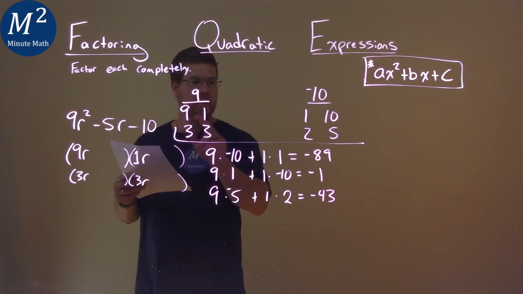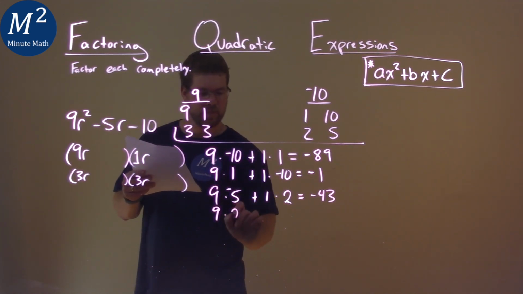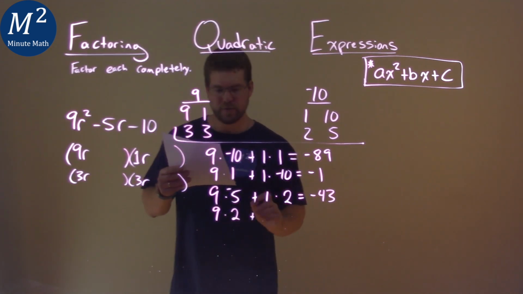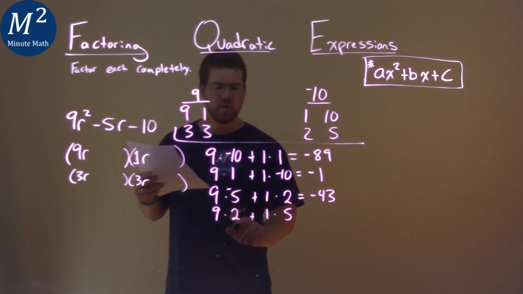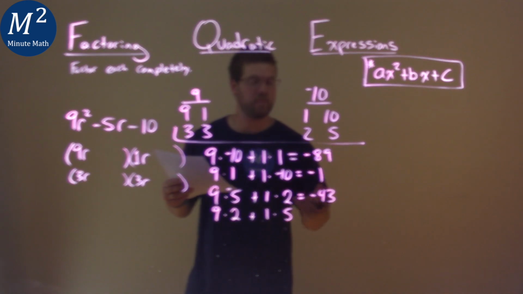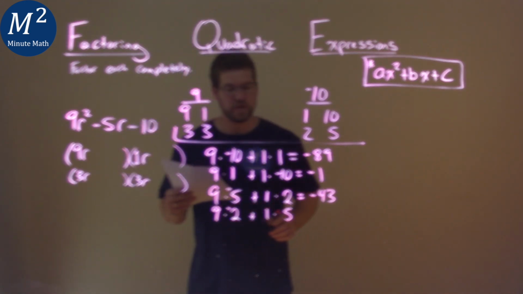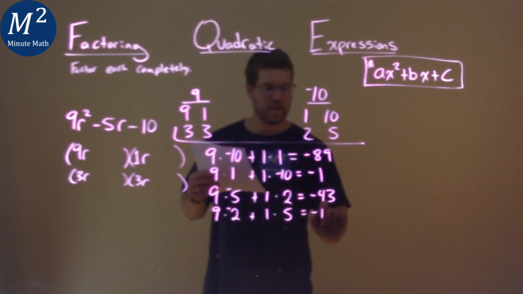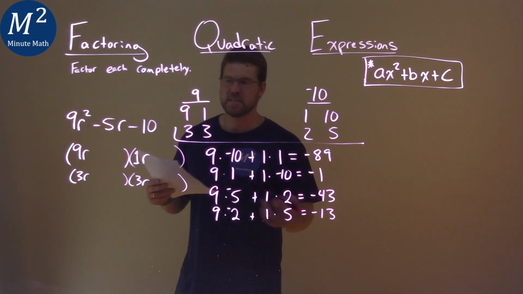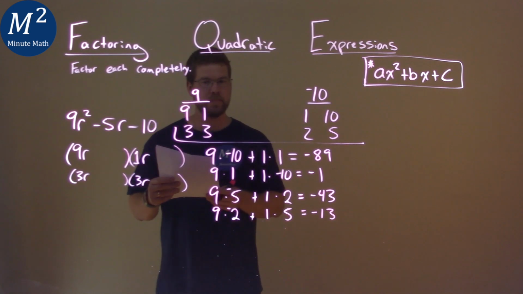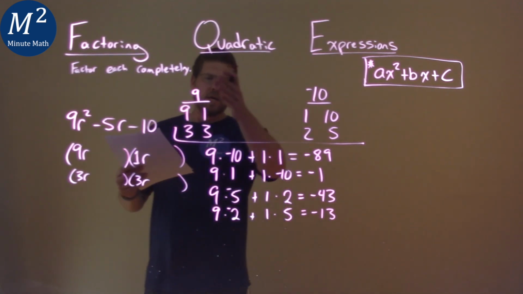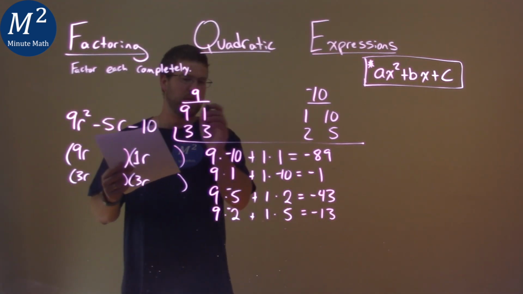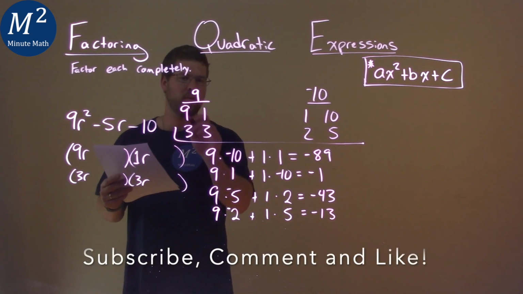Let's try it again. 9 times 2 plus 1 times 5. And we know 9 times 2 is going to be larger than 1 times 5, so let's put the negative on the 2 there. 9 times a negative 2 plus 1 times 5 is a negative 13. Still not our negative 5. Okay, so we've kind of tested all the options smartly with 9 and 1 being the first two values.